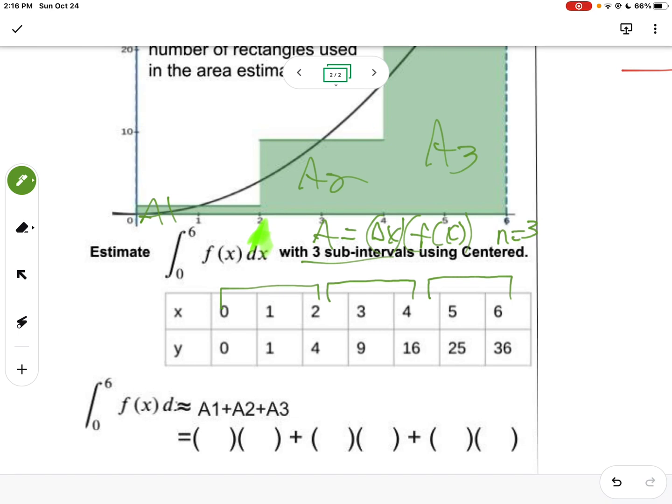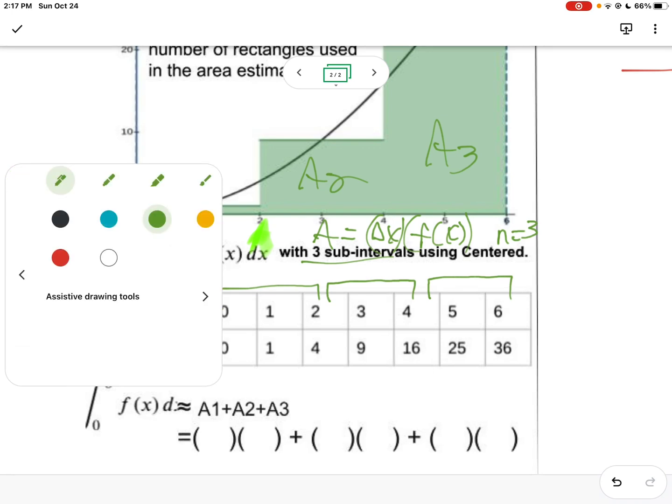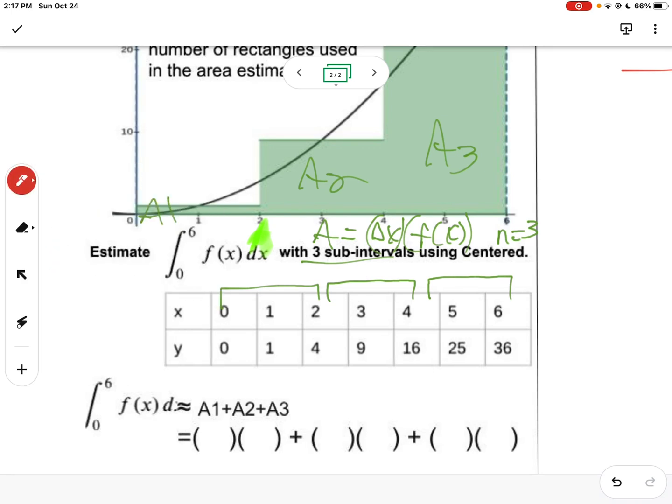So now, where do I get the y value from on a centered interval? Well, I get it from the center of the interval, right? Literally. So if I look, the first rectangle goes from 0 to 2. So the left side's at x equals 0. The right side is at x equals 2. So where's the middle? Well, it's at x equals 1. And what's the height there? 1.